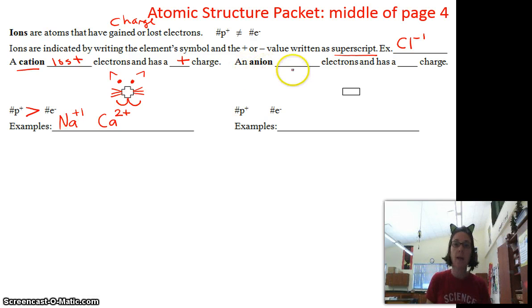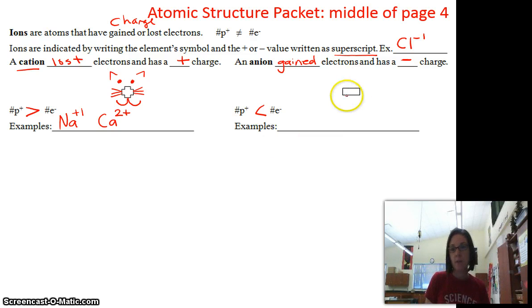So now let's talk about anion, so I don't need ears anymore. An anion has gained electrons, and so it's going to have a negative charge. It has taken on more electrons, so now the number of electrons it has is greater than the number of protons in the nucleus, so that's going to make it have a negative charge.